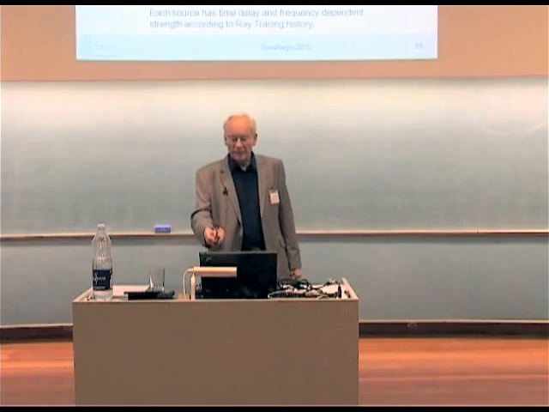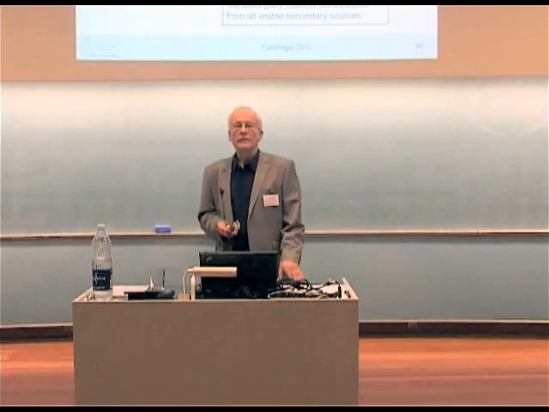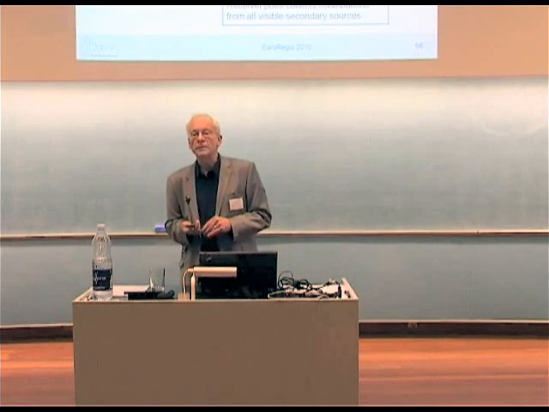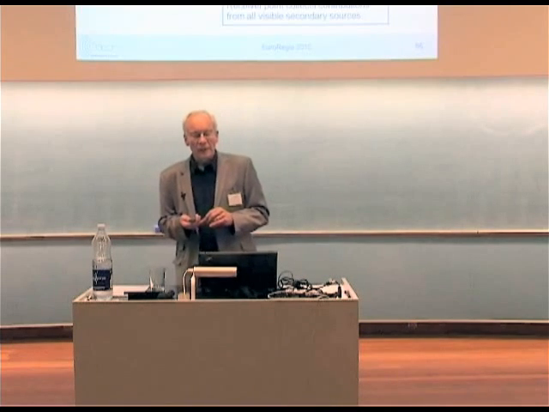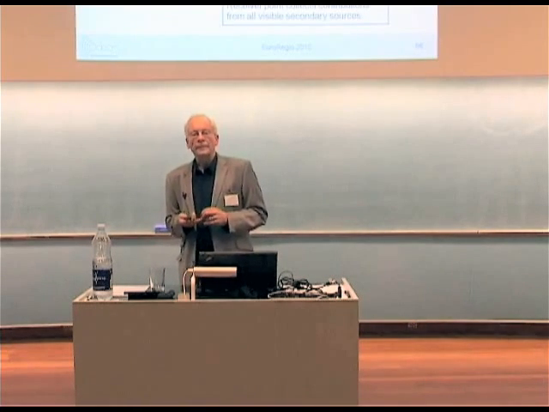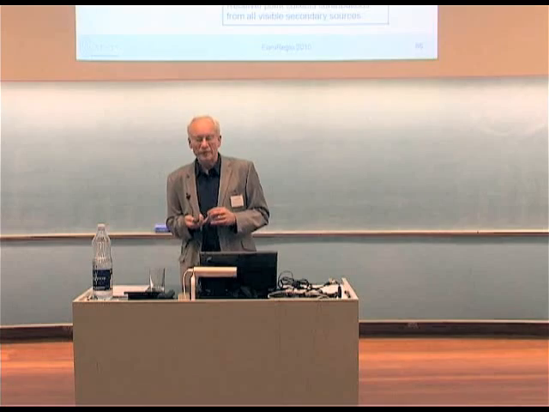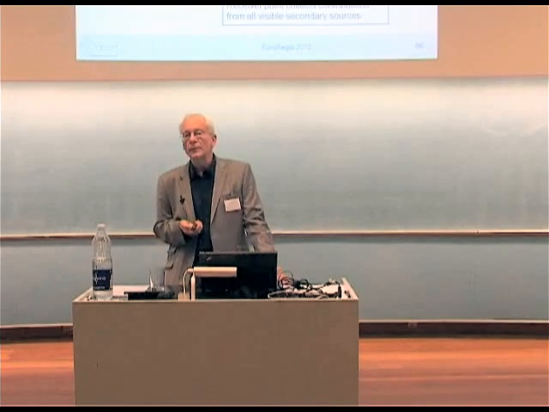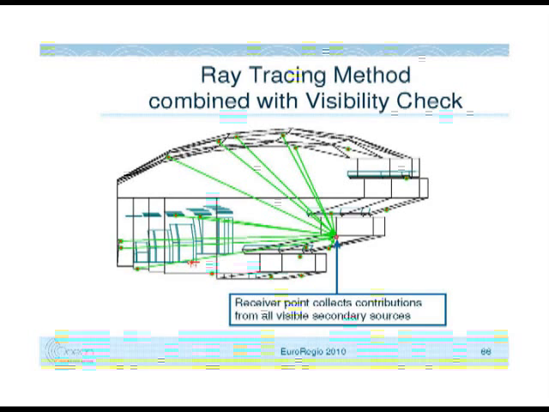The next step in the calculation method in ODEON is that we select the receiver point, or we could have several different receiver points, but the idea is that a receiver point will collect the energy from the visible image sources or secondary sources only. Those not visible from a certain point will not contribute. But the visible points contribute with the proper time delay and energy. So that's how we can calculate quite accurately the late part of the impulse response.